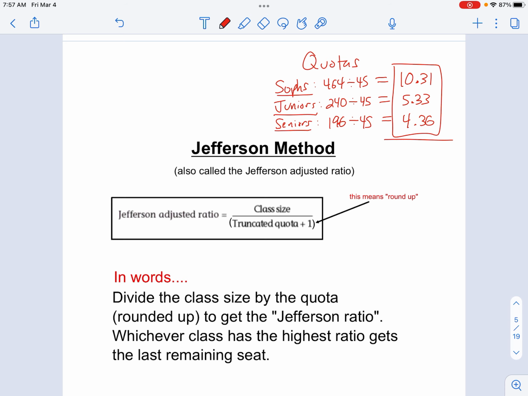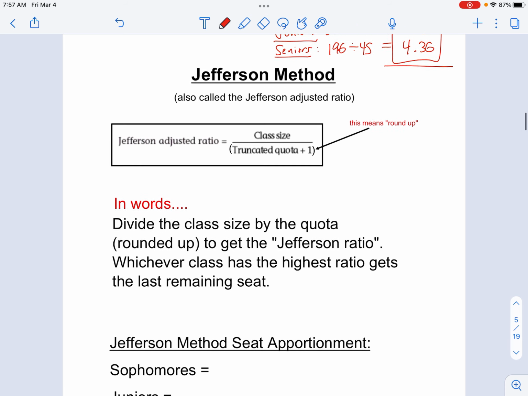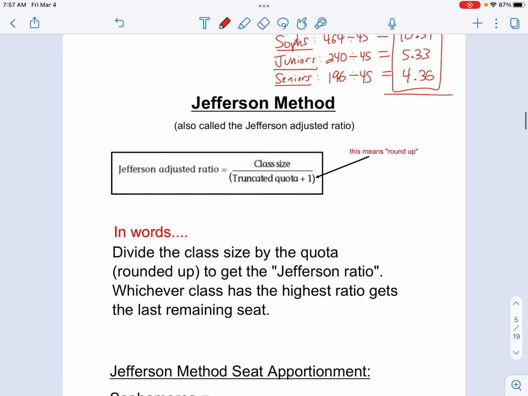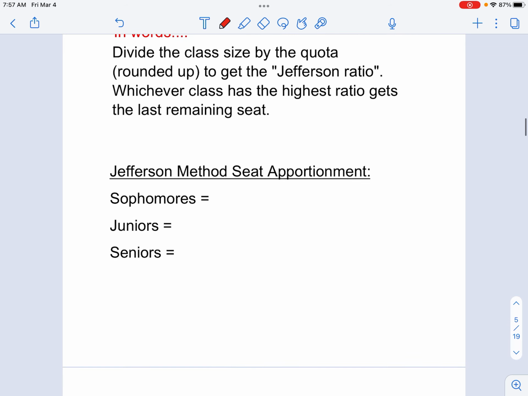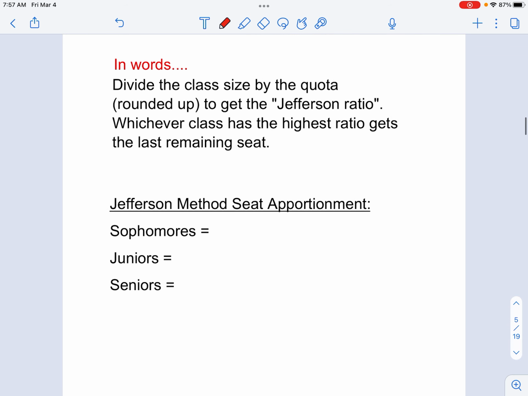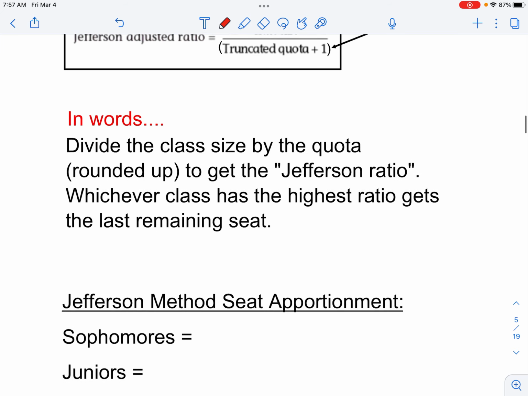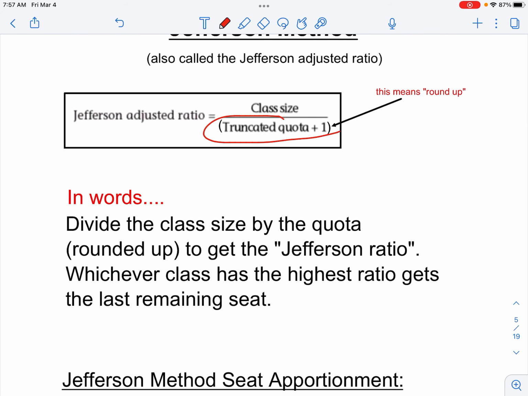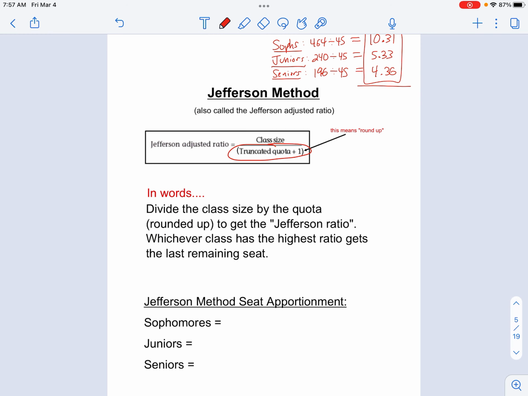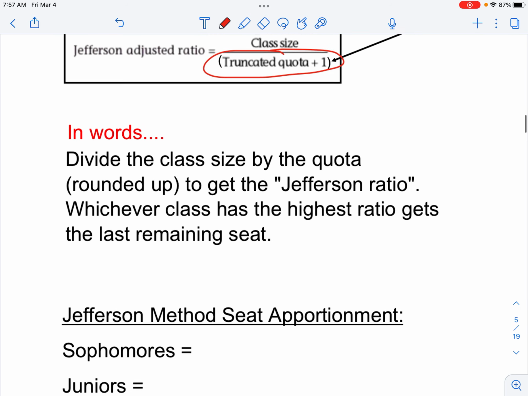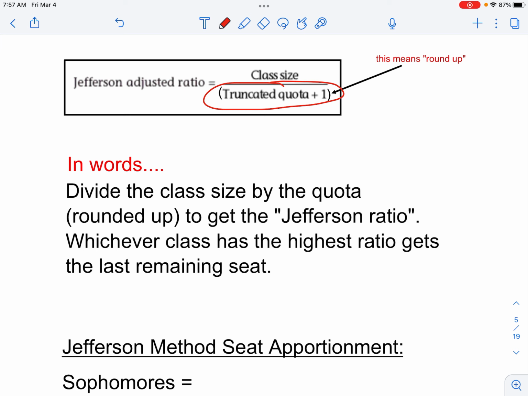So what you do is you round all the quotas up. Okay, so you do that, and that's what this says right here, the truncated quota plus 1. That just means round them all up. Okay, this is not the final answer. This is just the intermediate step. So if you were to round all of them up, so sophomores have 464 students. Suppose you gave them the 11th seat.